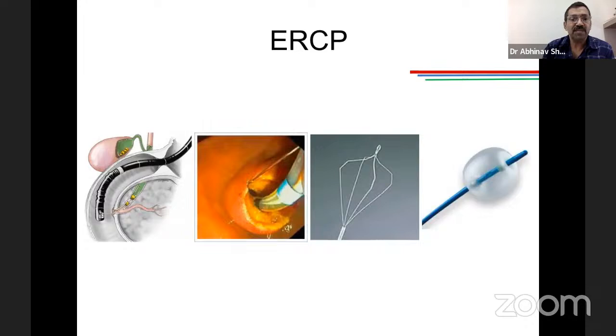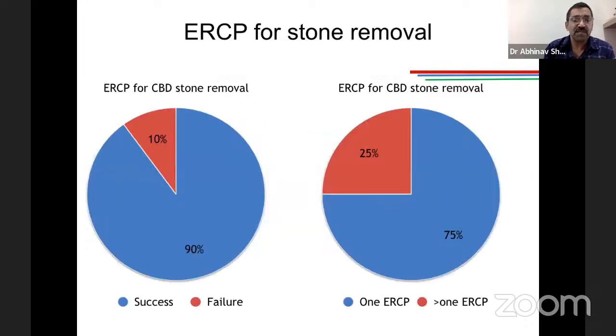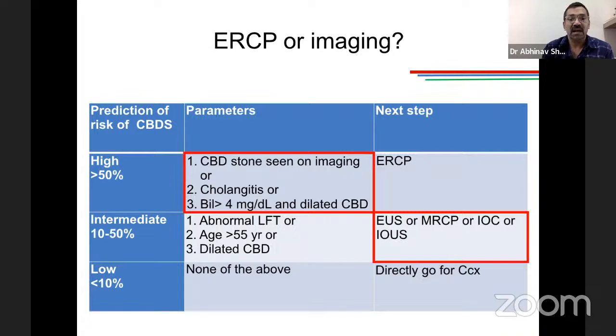Coming to my topic, ERCP. For stone removal, 90% of simple stones can be easily removed with ERCP. There are only 10% difficult stones which cannot be removed. And when multiple or large stones are there, 25% of patients might require subsequent ERCP procedures. But in the majority, more than 75%, the CBD can be cleared in one ERCP procedure only.